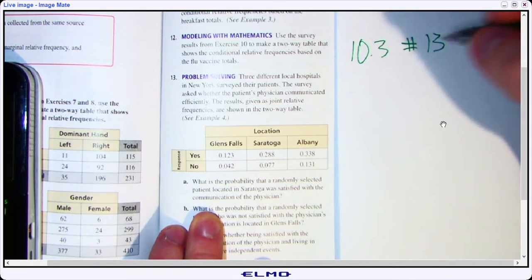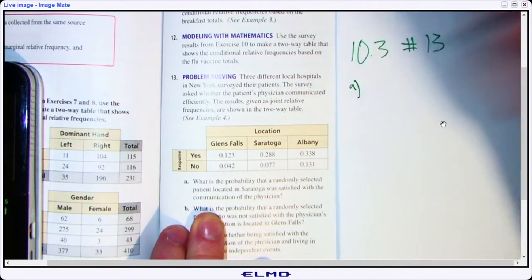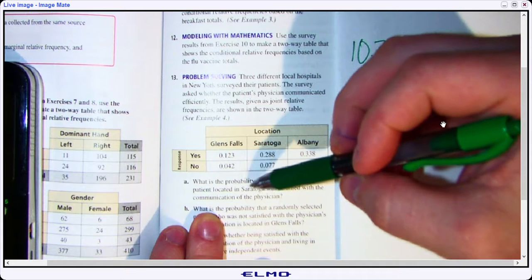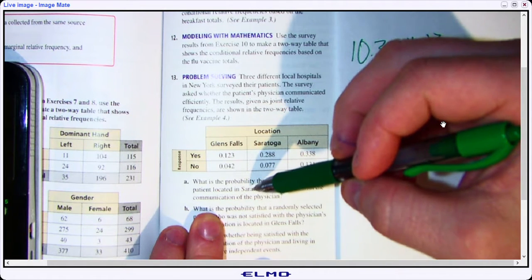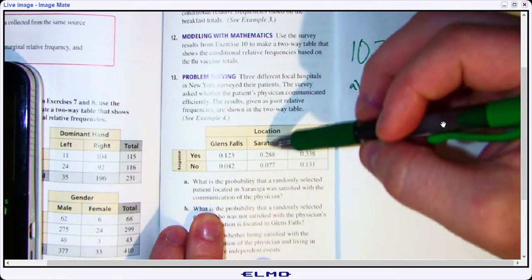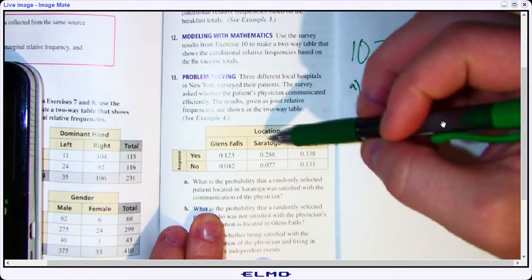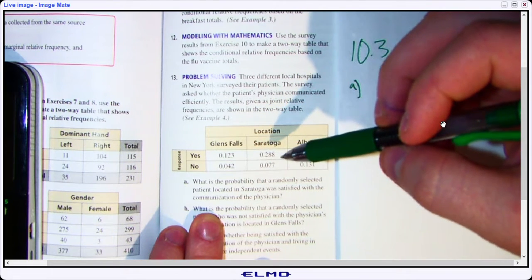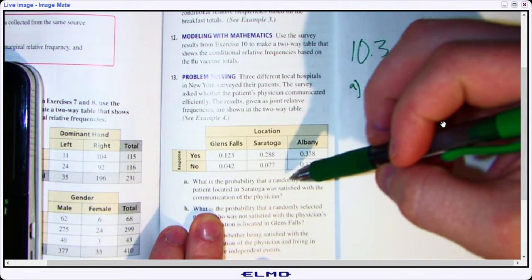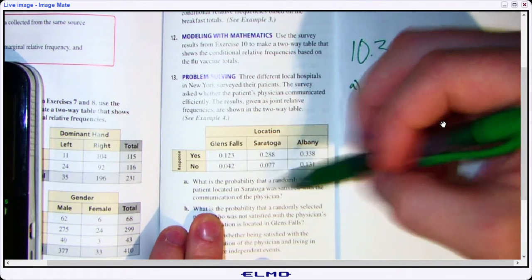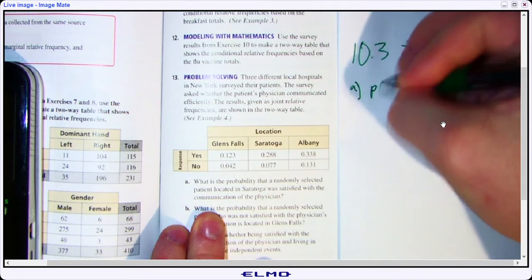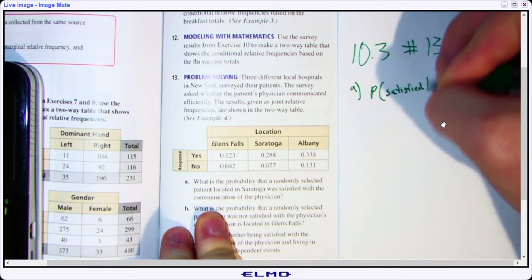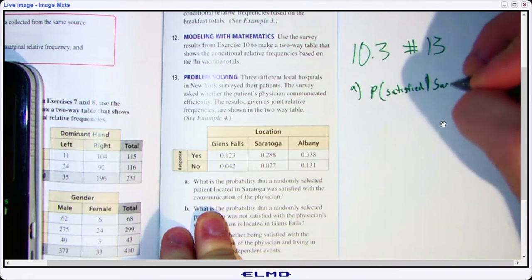So this gets back to that conditional probability stuff that we've mentioned, right? The condition in this case is that the patient is located in Saratoga. That's going to be the condition. So right off the bat, we're looking at the Saratoga column. We're just going to hone in on the Saratoga column. We want to know the probability, given that they live in Saratoga, were they satisfied? So this is going to look like the probability that they were satisfied given we're at Saratoga.